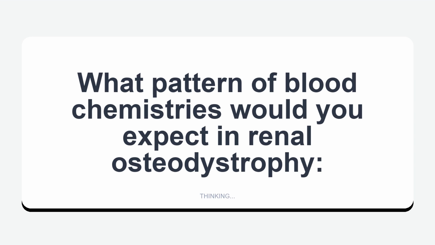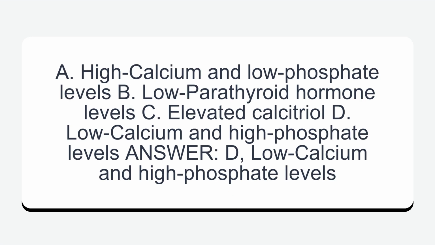What pattern of blood chemistries would you expect in renal osteodystrophy? A. High calcium and low phosphate levels. B. Low parathyroid hormone levels. C. Elevated calcitriol. D. Low calcium and high phosphate levels. Answer: D. Low calcium and high phosphate levels.